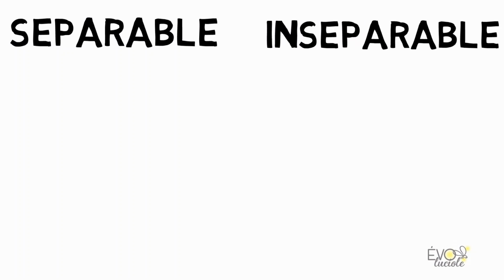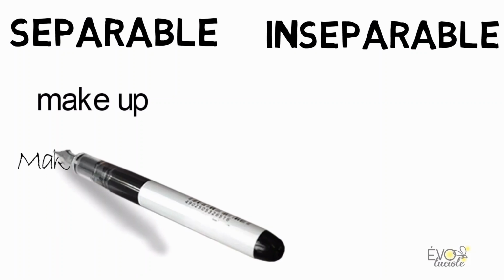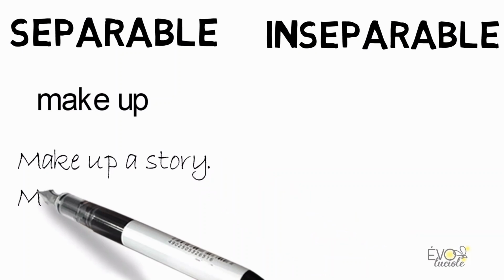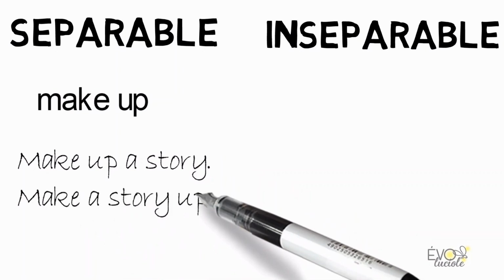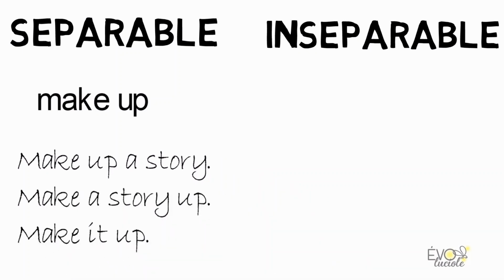One important thing to know about phrasal verbs is that some of them are separable and some are inseparable. What's the difference? For example, of a separable verb, make up. You can say, I make up a story, I make a story up, or I make it up. So you are able to separate the phrasal verb and the object. You can put the object in between the verb and the preposition.